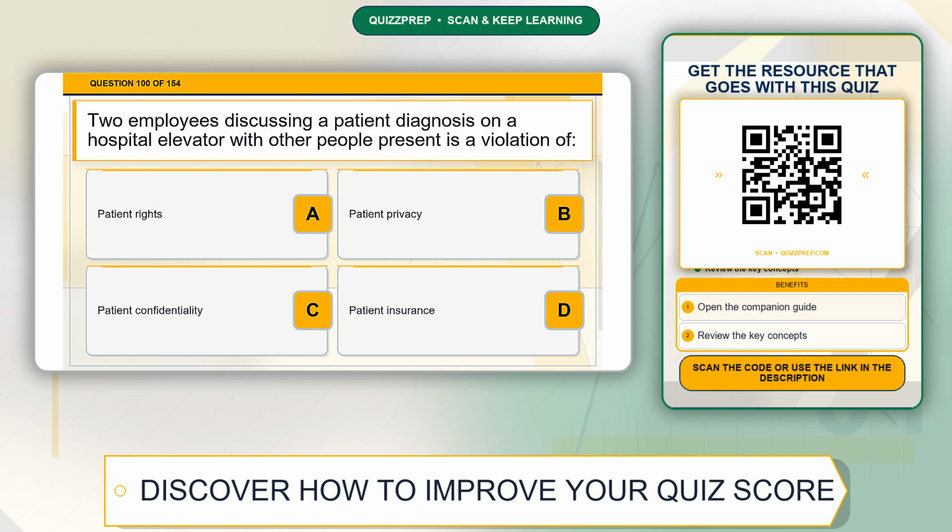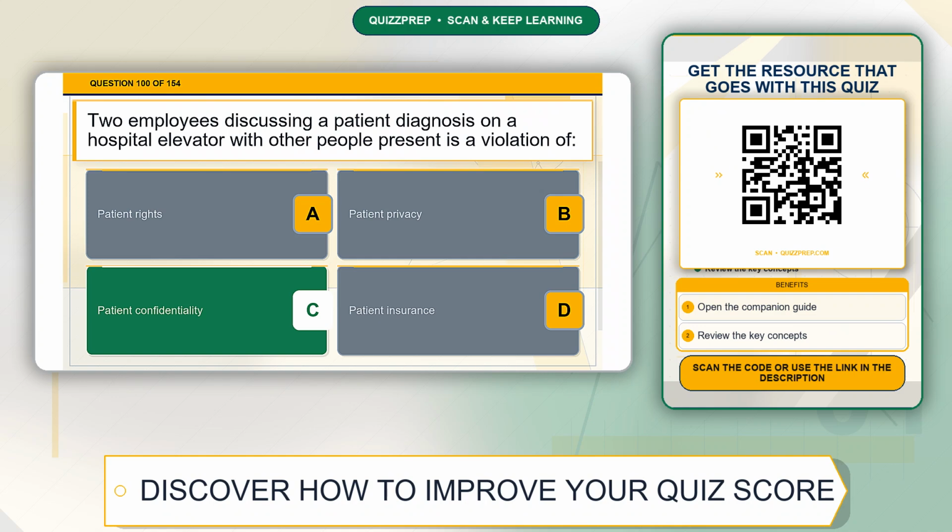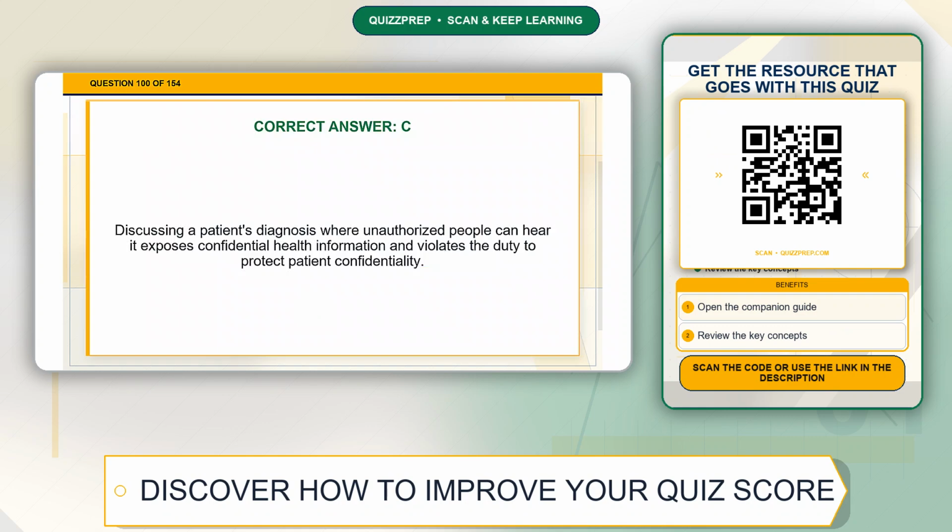Question 100. Two employees discussing a patient diagnosis on a hospital elevator with other people present is a violation of: Option A, patient rights. Option B, patient privacy. Option C, patient confidentiality. Option D, patient insurance. The correct answer is option C, patient confidentiality. Explanation. Discussing a patient's diagnosis where unauthorized people can hear it exposes confidential health information and violates the duty to protect patient confidentiality.